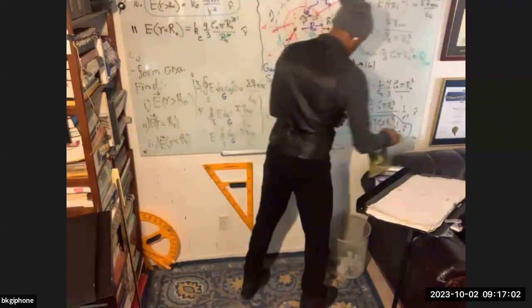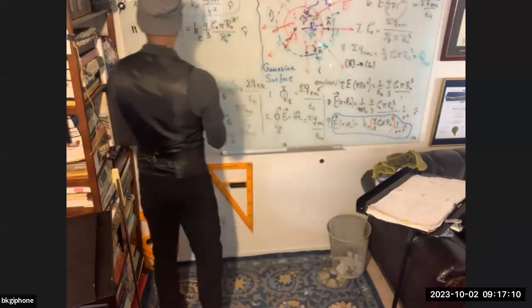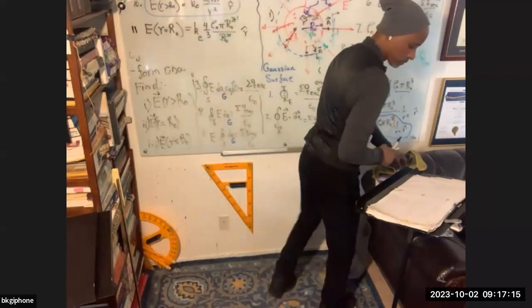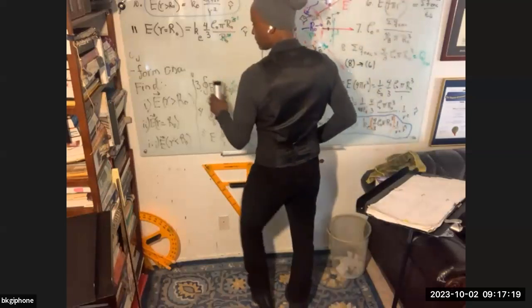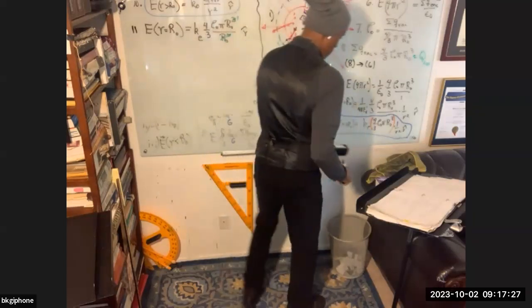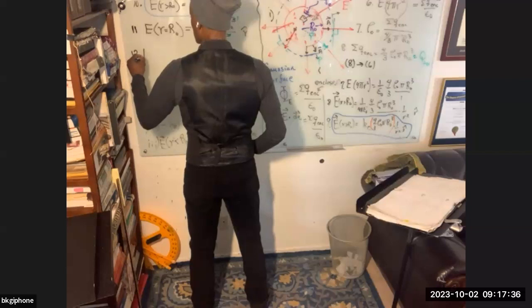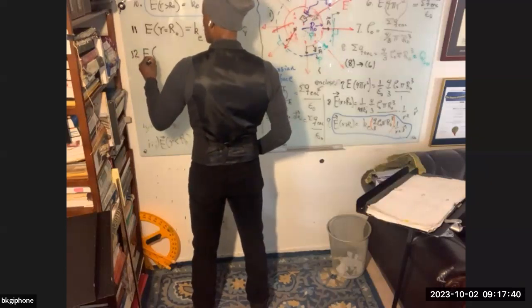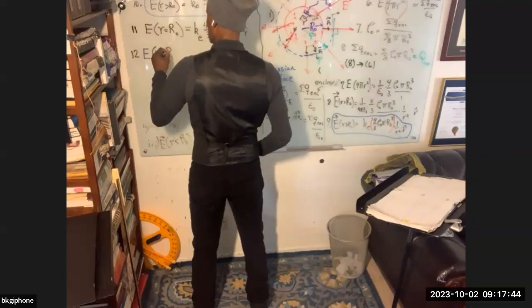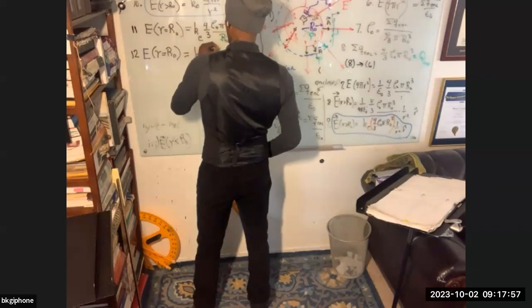Oh, no, it was in the cat. My final solution over here for that thing is going to be K sub B, 4/3 rho naught pi times r naught.